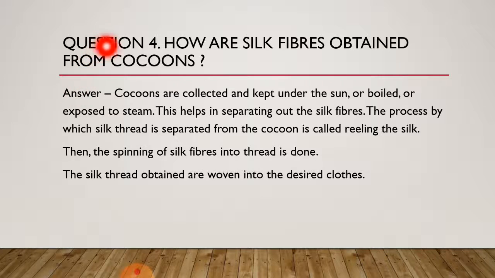Now question 4. How are silk fibers obtained from cocoons? So its answer, cocoons are collected and kept under the sun or boiled or exposed to steam. This helps in separating out the silk fibers. The process by which silk thread is separated from the cocoon is called reeling the silk. Then the spinning of silk fibers into thread is done. The silk thread obtained are woven into the desired clothes.